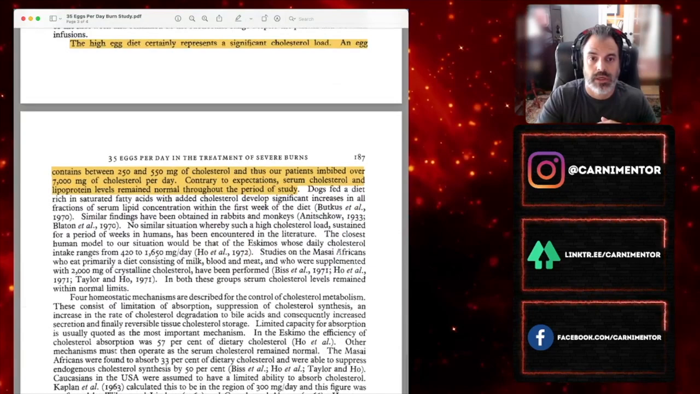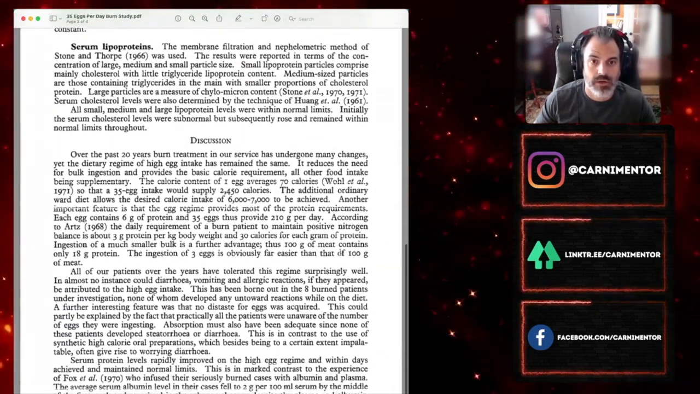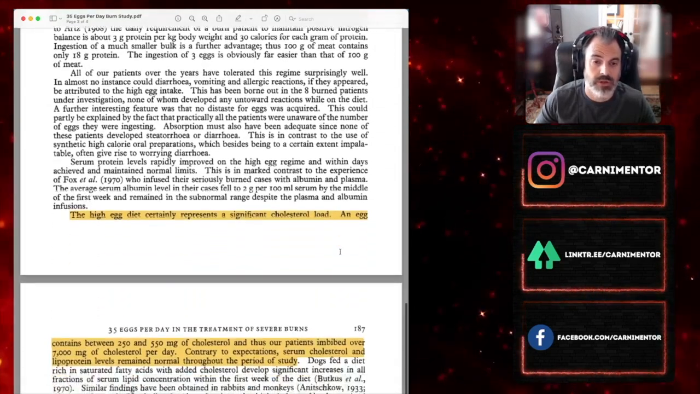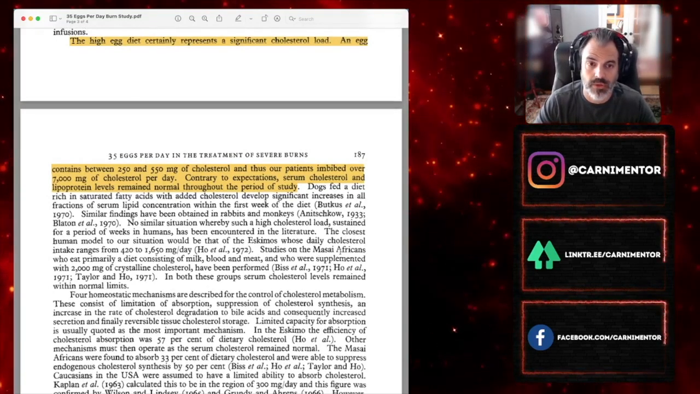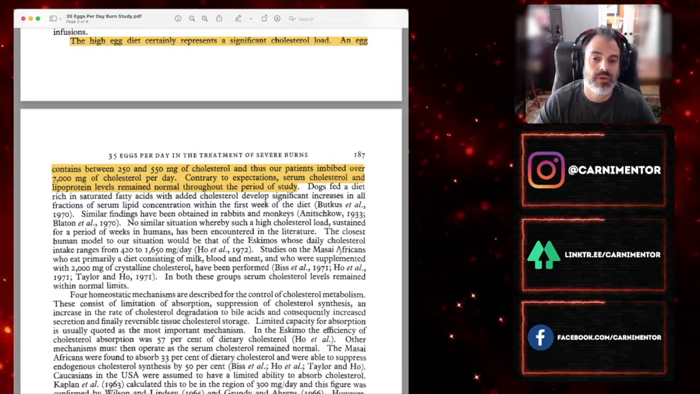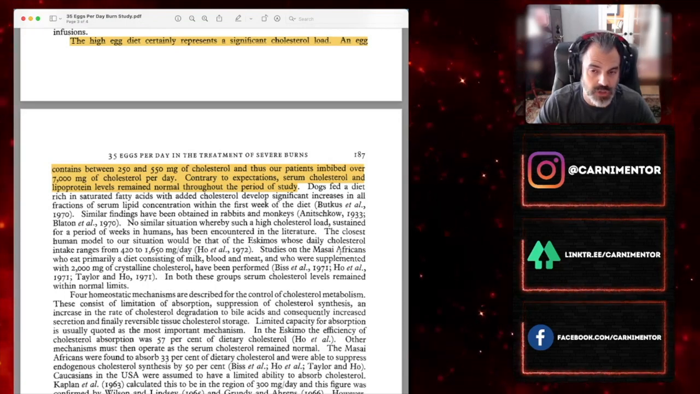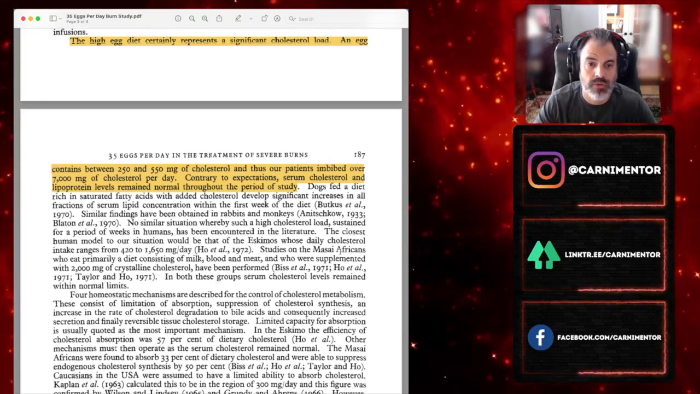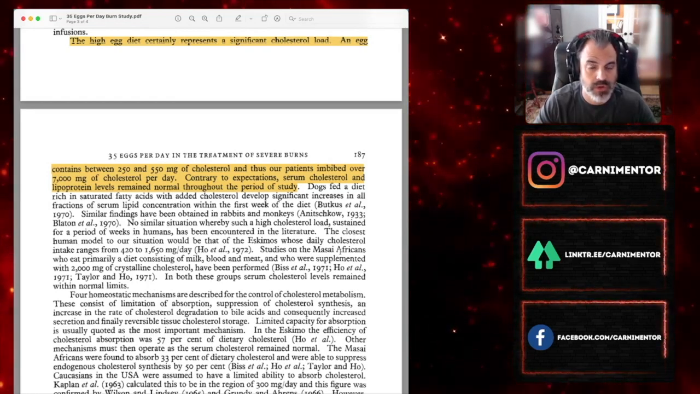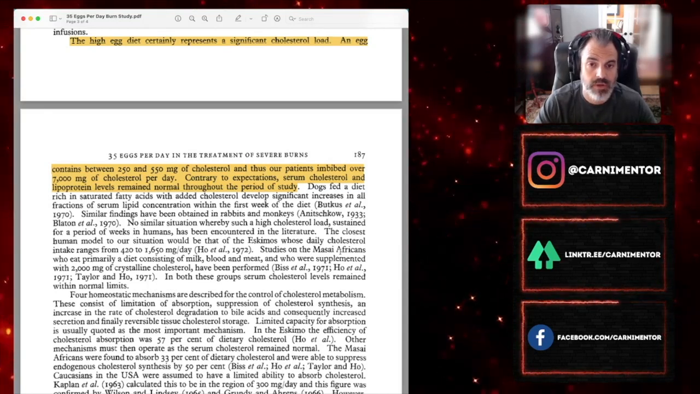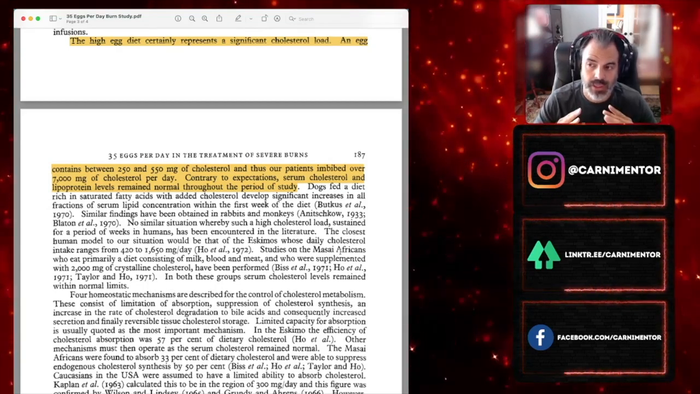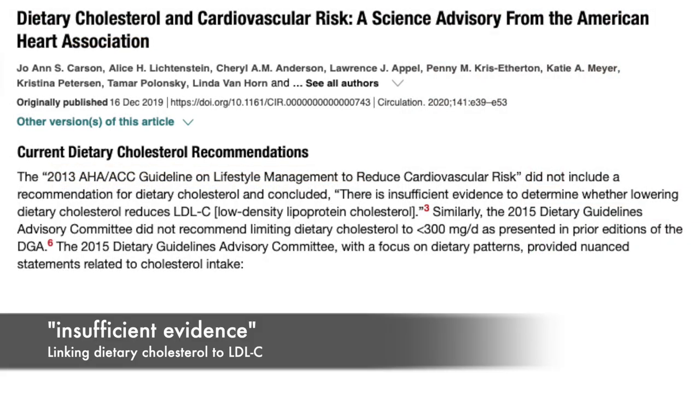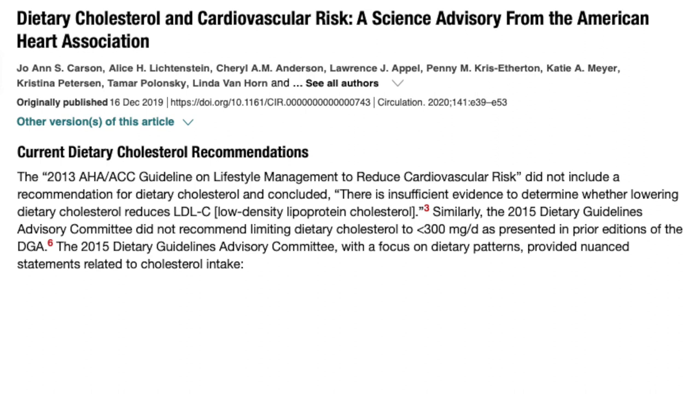All right. And then if you look at this little section down here on serum lipoproteins, they're going to talk about cholesterol. It said the high egg diet certainly represents a significant dietary cholesterol load. An egg contains between 250 and 550 milligrams of cholesterol. And so their patients were drinking over 7,000 milligrams of cholesterol per day. So that's 7 grams of cholesterol. That's a lot. But contrary to expectations, serum cholesterol and lipoprotein levels remained normal throughout the period. That shows you right there, this has been long known, that dietary cholesterol doesn't actually impact your serum, your blood cholesterol levels. Those are two different things.